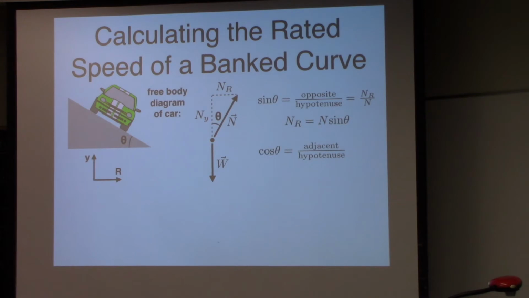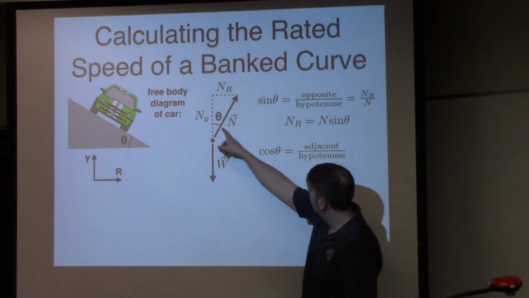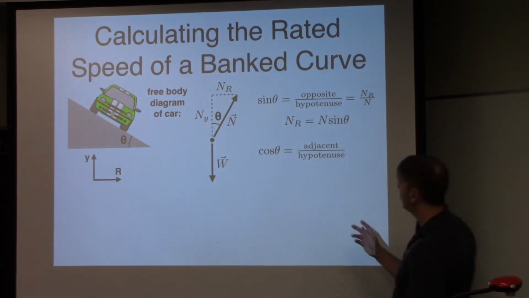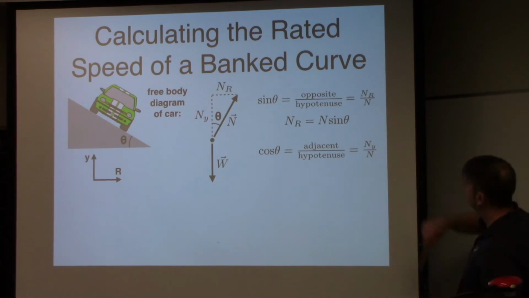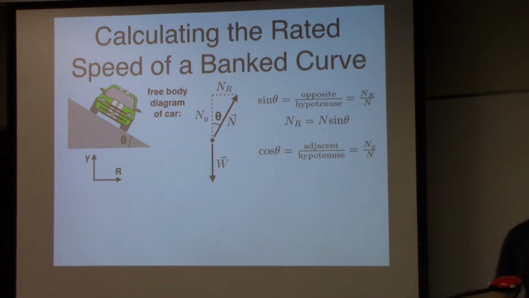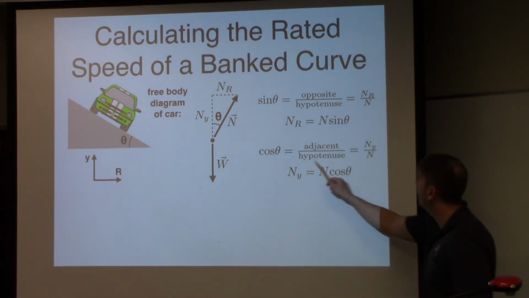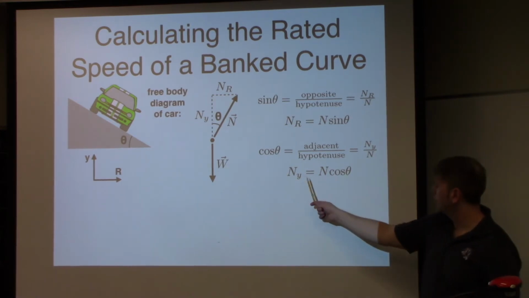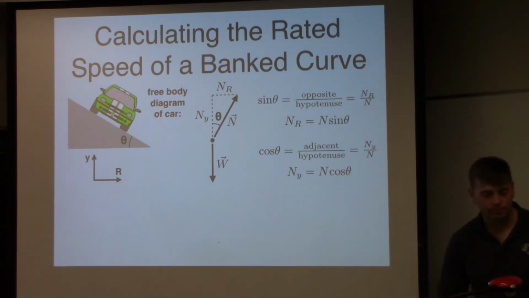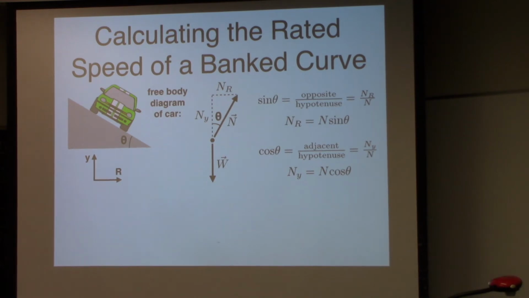Now we can do the same thing with cosine, which is the adjacent side over the hypotenuse. In this case, the adjacent side to our angle is NY, and the hypotenuse, just like before, is the magnitude of the normal force. So we get NY divided by N for the cosine of the angle theta, which, if we multiply on both sides by N, gives N cosine theta. So the y component of the normal force is N cosine theta. That's how that vector breaks up into components.